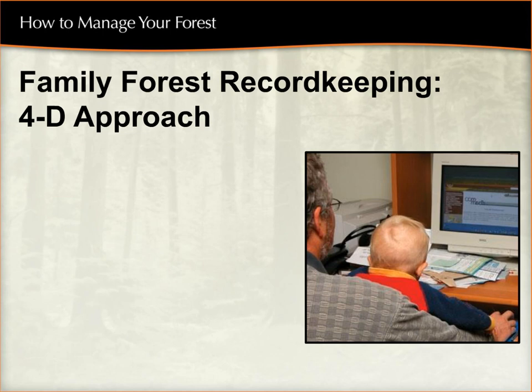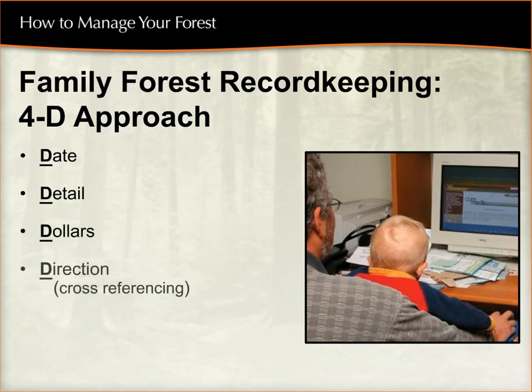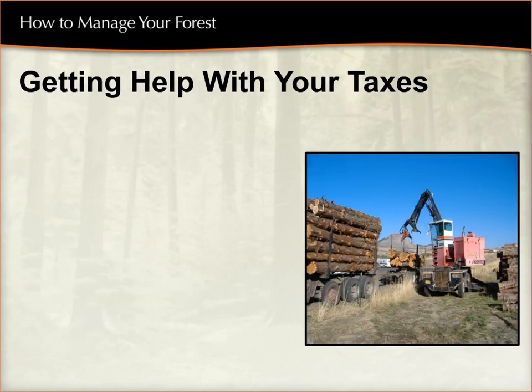Regardless of your record-keeping method, every good record should contain at least 4 elements: Date, detail including who, what, where, and why, dollars of expense or income, and direction to where related information is filed, in other words, cross-referencing. This 4D approach to record-keeping is an easy way to ensure your records are complete. The overall key to record-keeping is not what method you choose, but that you actually use it consistently.